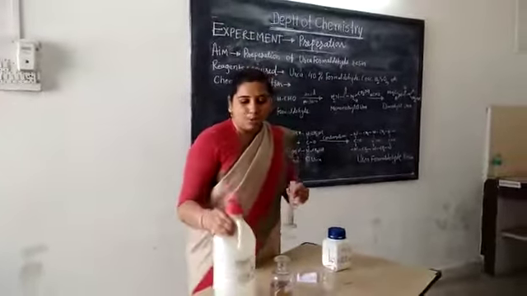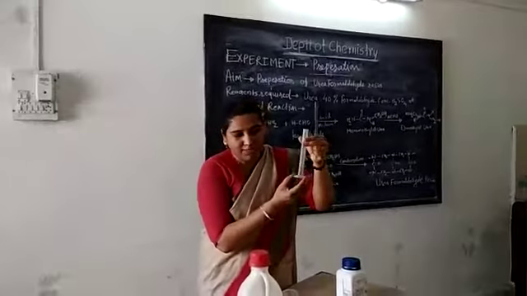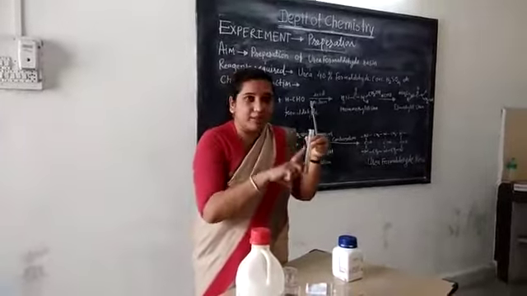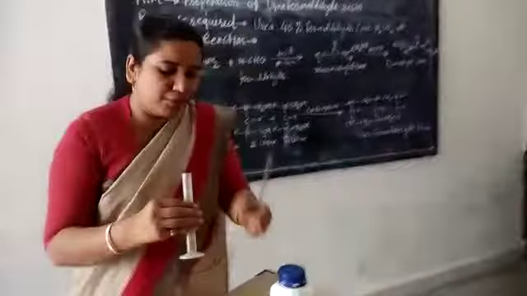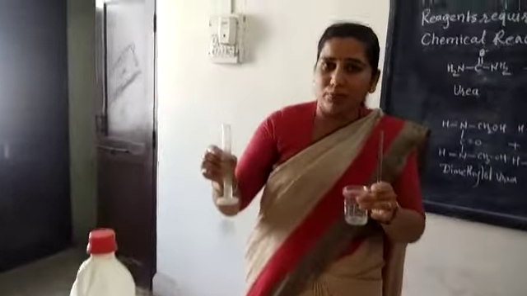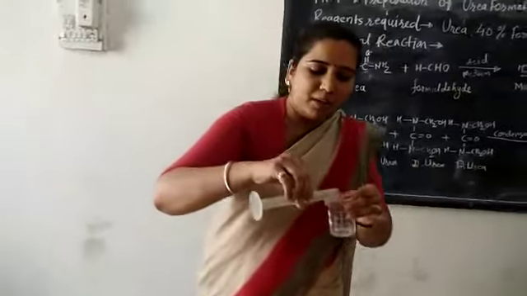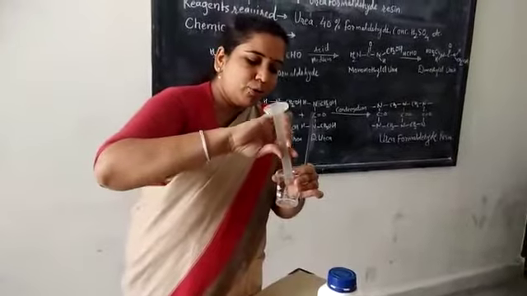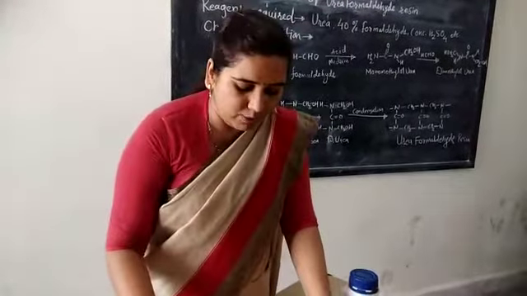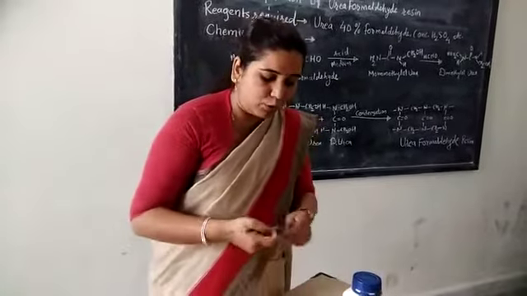Now we will have to add first of all 5 ml of this 40% formaldehyde. So I poured this 40% formaldehyde into this measuring cylinder. It is a measuring cylinder because it is cylindrical in shape and used for measuring purposes. So I am going to pour this formaldehyde into the beaker. The beaker I am going to use is totally cleaned and rinsed with clean, soft water.